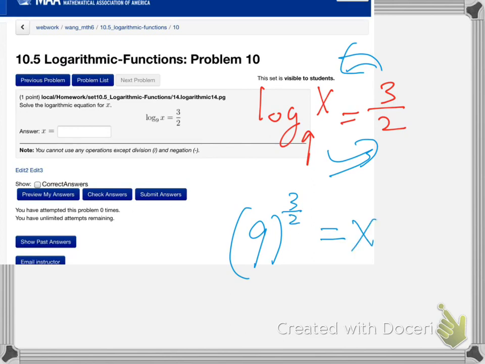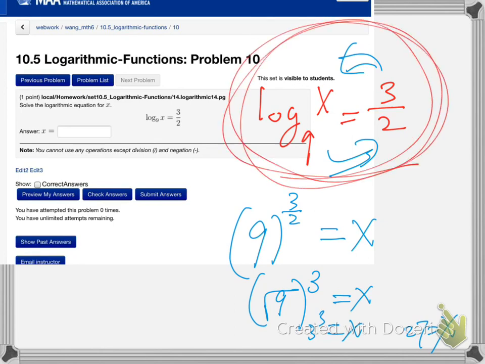So now how to find this rational power? Use roots and powers. This means square root of 9 and then cubed is x. So square root of 9 is 3, so 3 cubed is x. So 27 is x. So this is almost the only thing we learned today: the definition of log. Use the circle.